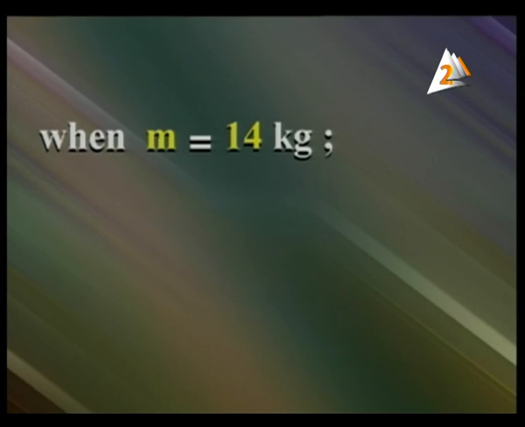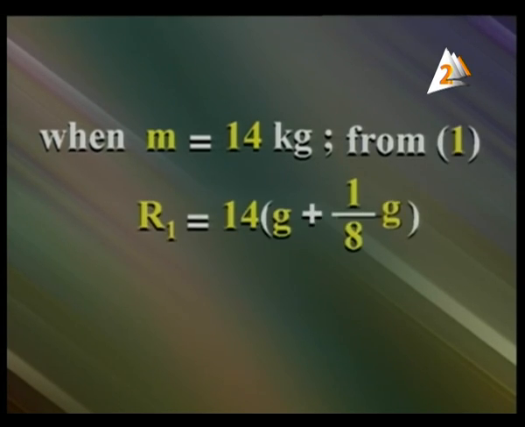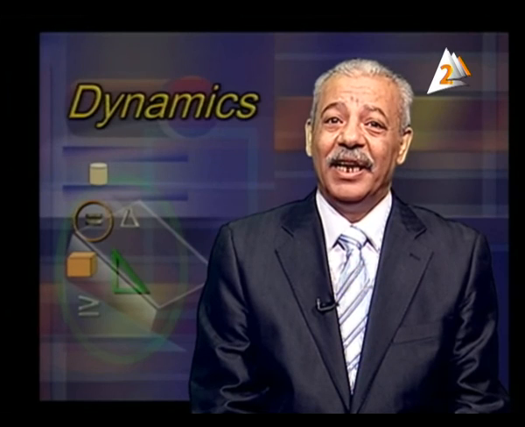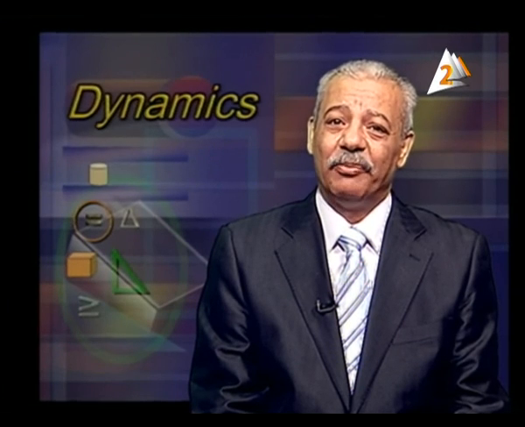When m equals 14 kilogram, and from 1, therefore R1 equals 14 times (g plus 1 over 8 g) equals 15.75 kilogram weight.